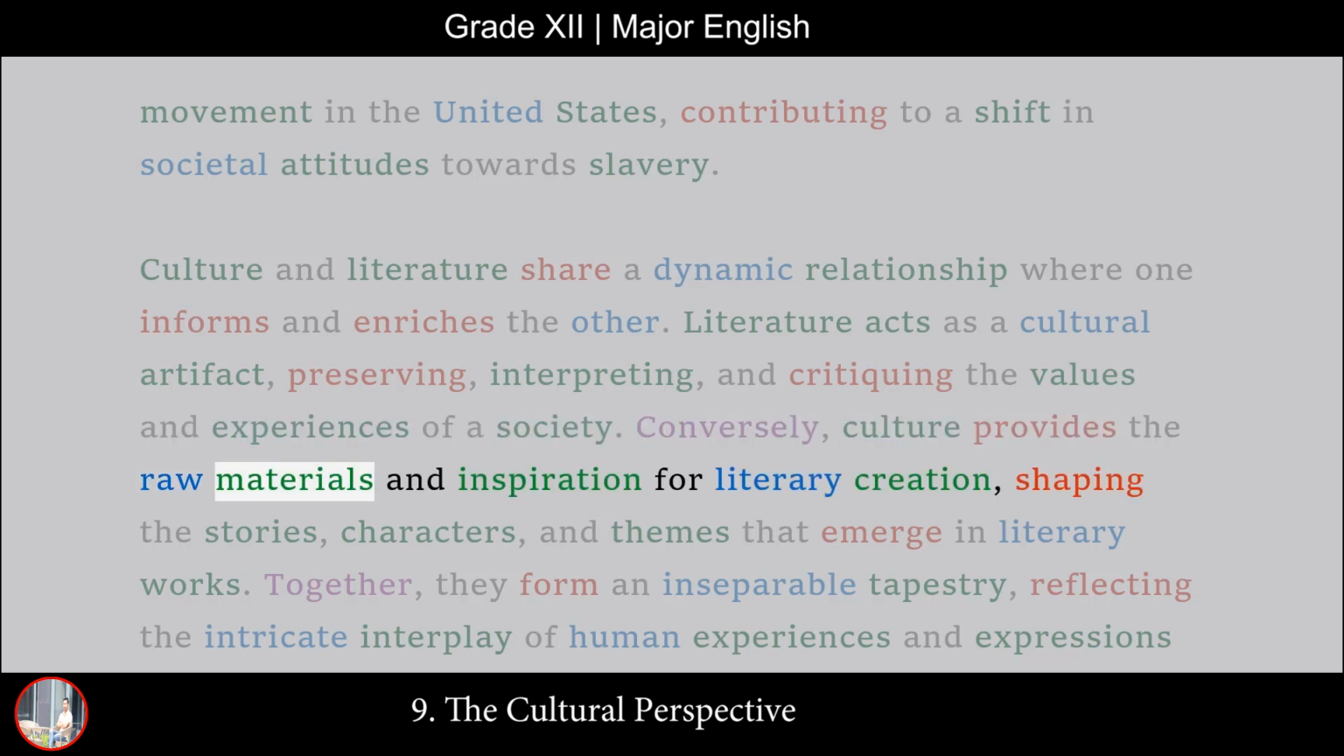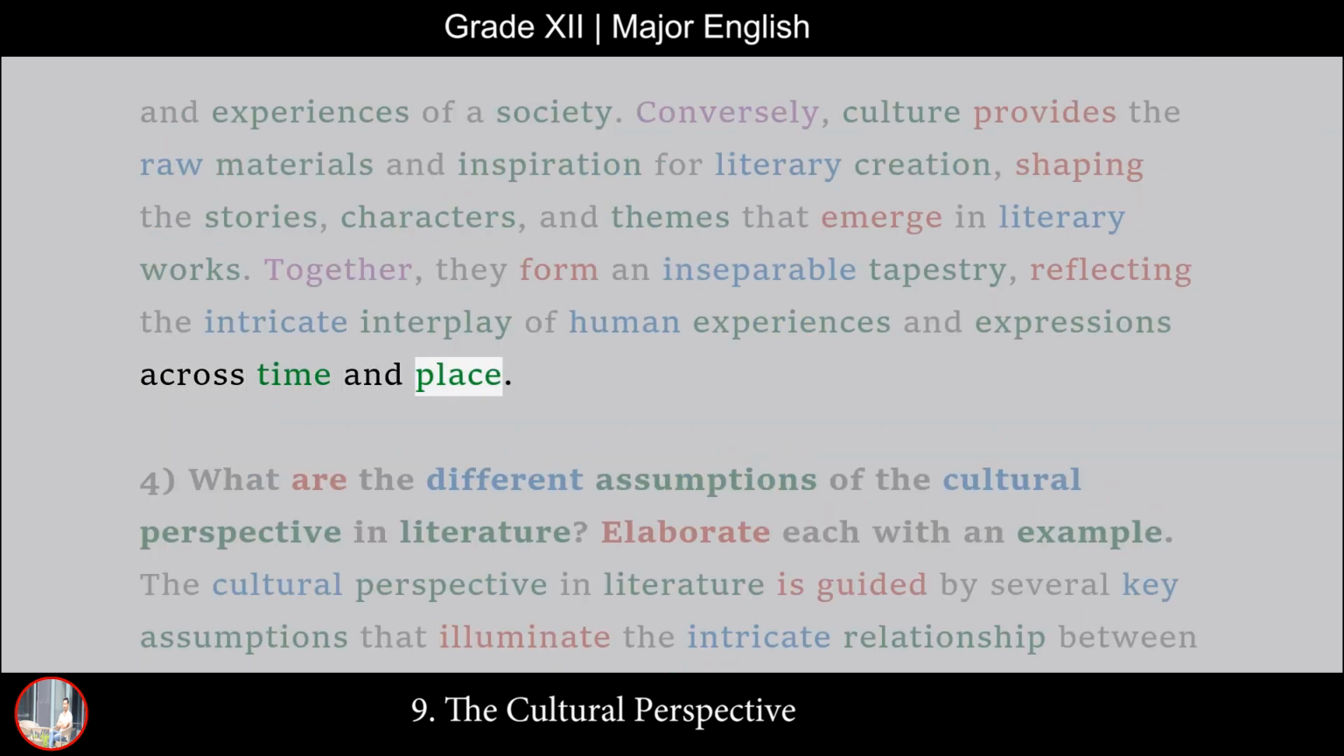Conversely, culture provides the raw materials and inspiration for literary creation, shaping the stories, characters, and themes that emerge in literary works. Together, they form an inseparable tapestry, reflecting the intricate interplay of human experiences and expressions across time and place.